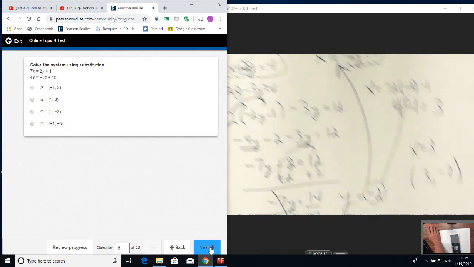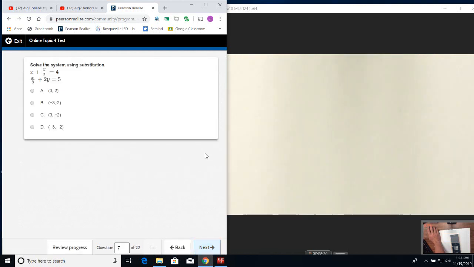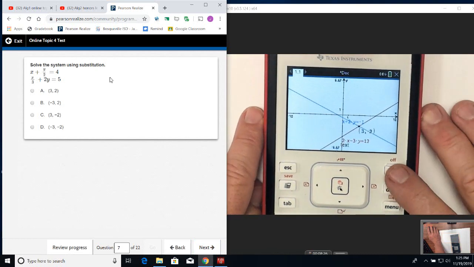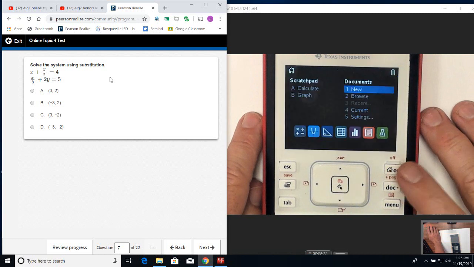Likewise on this next test, I'm going to skip 6. Y'all do that on your own. 7. Okay, we could solve this by substitution as well. Or what's another way of solving 7? Couldn't I just graph it? So let's graph it to solve it.